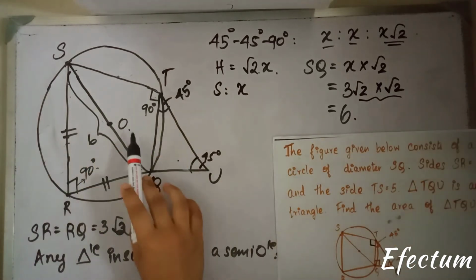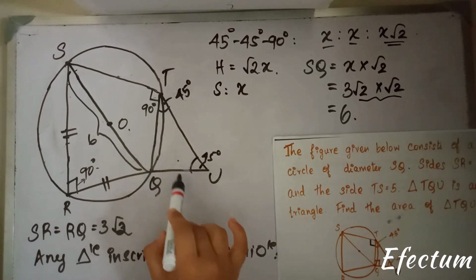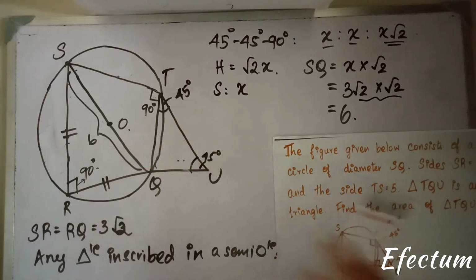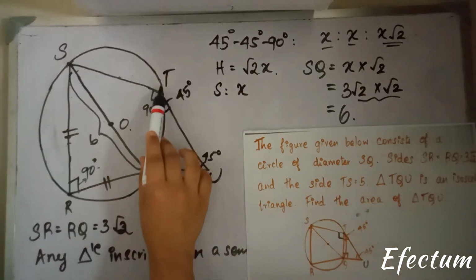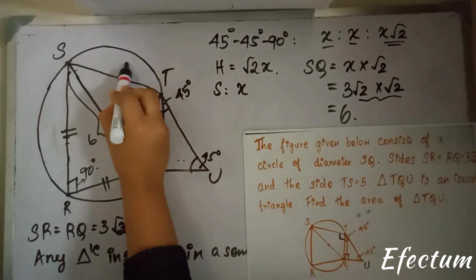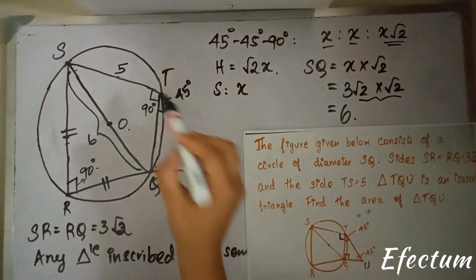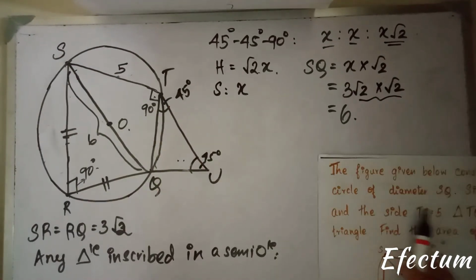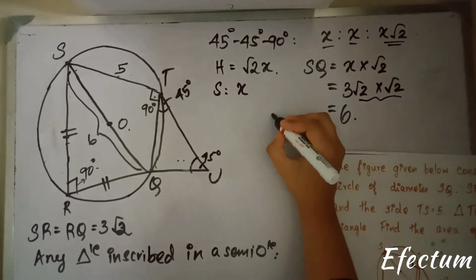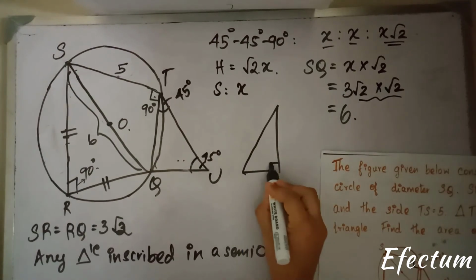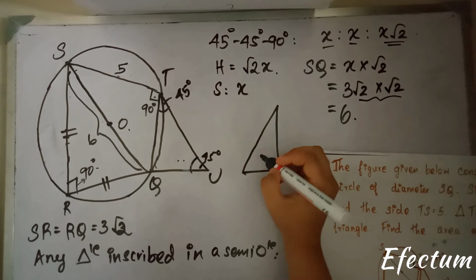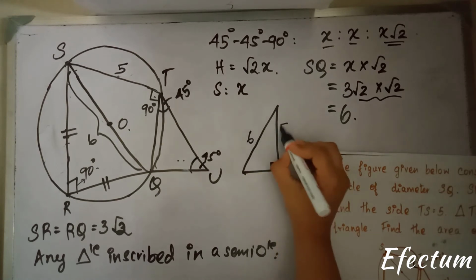Now we have to come to this triangle because finally we'll come to this triangle and we have to find the area of the triangle. So let's look at the question. The question states that the length of the side TS is equal to 5. Where's TS over here? This is TS and this is equal to 5. And we also know that this is a 90 degree triangle. So let's draw the triangle out. This is 90 degrees. This is 6 and the other side is 5.